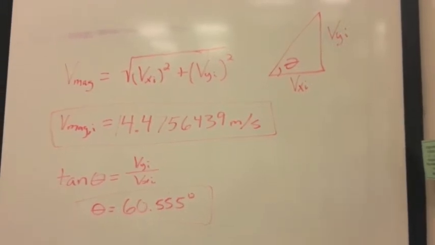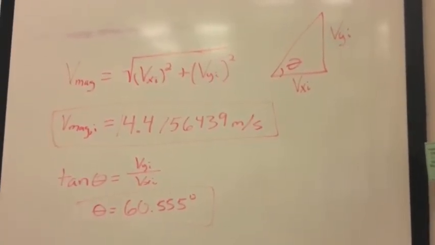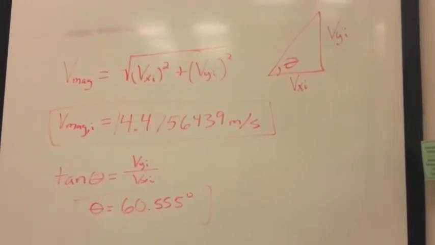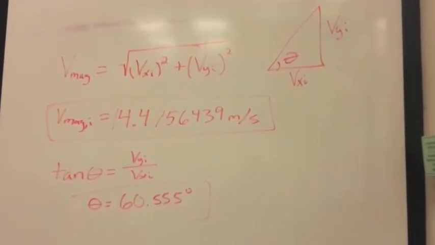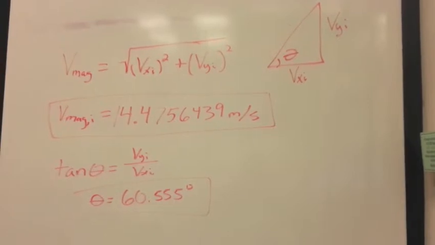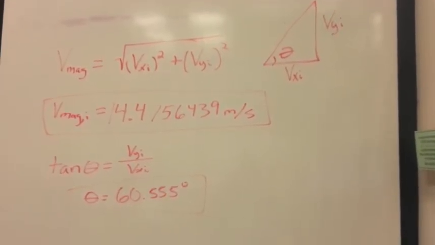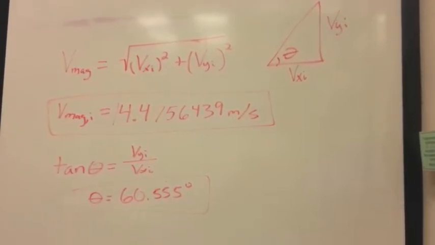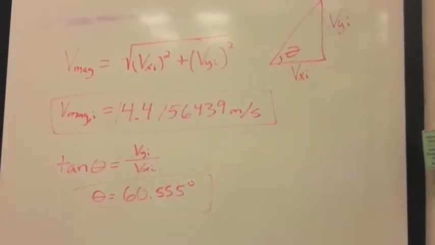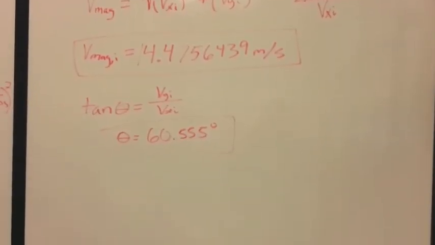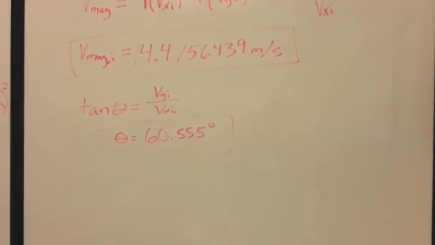Now that we have solved for the initial velocities in the x and y directions, we can solve for the magnitude of the velocity using Pythagorean theorem based on a right triangle. We calculated the magnitude of the velocity to be 14.475 meters per second. We can also solve for the angle at which the ball was thrown based on Pythagorean theorem, deriving the equation tan theta is equal to the initial velocity in the y divided by the initial velocity in the x. The angle at which the ball was thrown was 60.5 degrees.